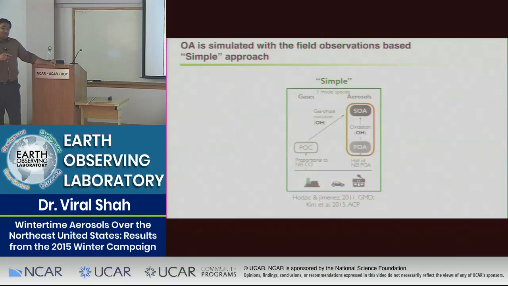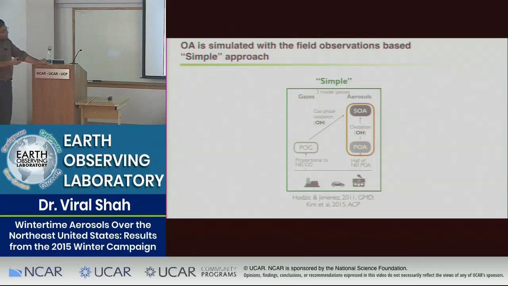So for the simulation of organic aerosols in GEOS-Chem, I use a simple scheme which was developed by Jose Jimenez at CU, and it's an empirical scheme based on field observations in urban areas. What it does is it emits a primary gas in proportion to the emissions of CO from an urban area, and that gas gets oxidized to form secondary organic aerosols. So it's very simple. There are just 3 species involved. We have primary organic aerosol emissions from the NEI inventory. And the proportionality of the emissions and the oxidation rate were also determined from field studies.